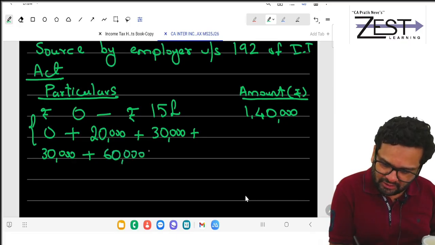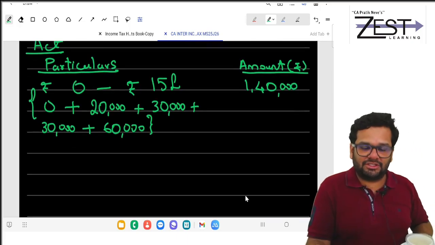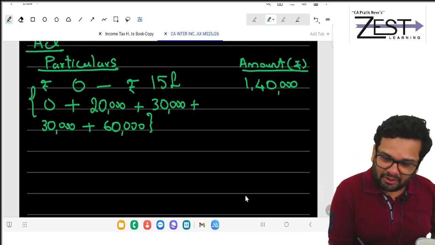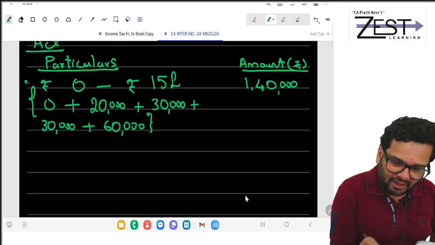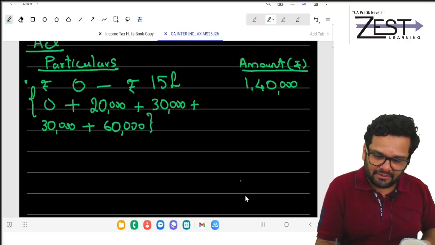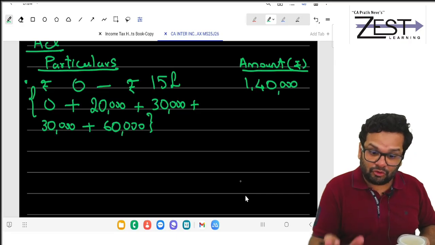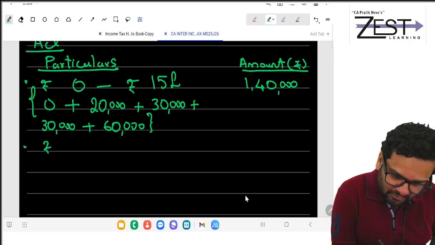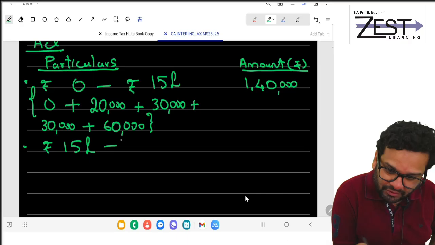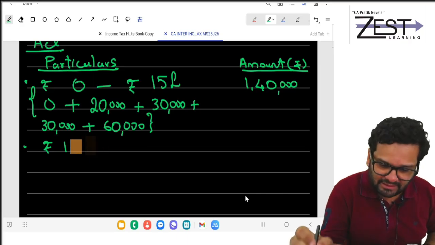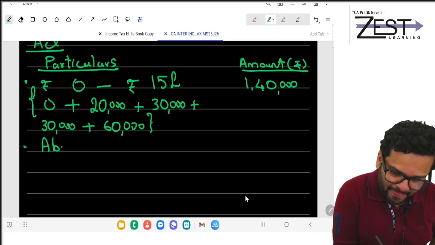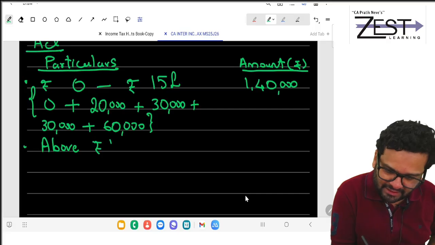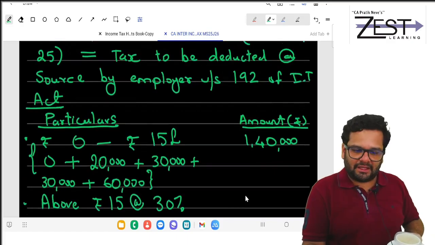So take the total. This total I am talking about. This jump I am talking about. But looking at your facial expressions, I thought I should explain you this jump. You should be now boosting with confidence, isn't it? Say yes. Above 15 lakhs, at what percent? 30%. What is above 15 lakhs?